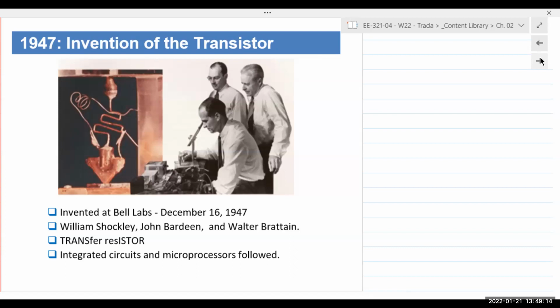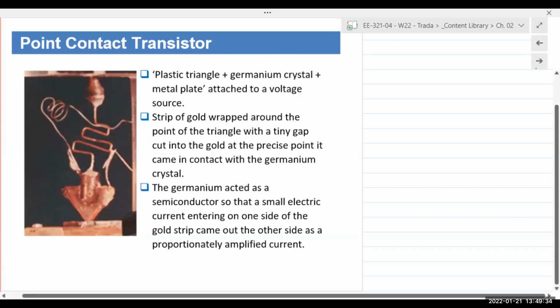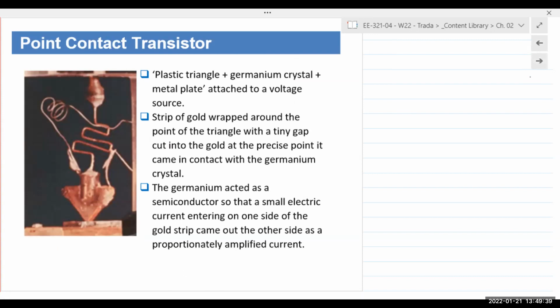They came up with this. This was known as the point contact transistor. The name transistor comes from the fact that it's sort of transferring the resistance from one junction or one end to the other. Of course, this was an important milestone in the field of electronics. After this came into effect, lots of people started doing research, coming up with their own devices, and then microprocessors and integrated circuits soon followed after that.